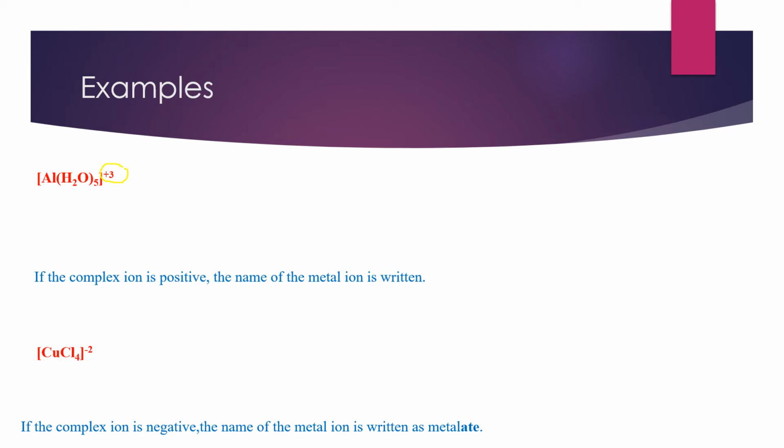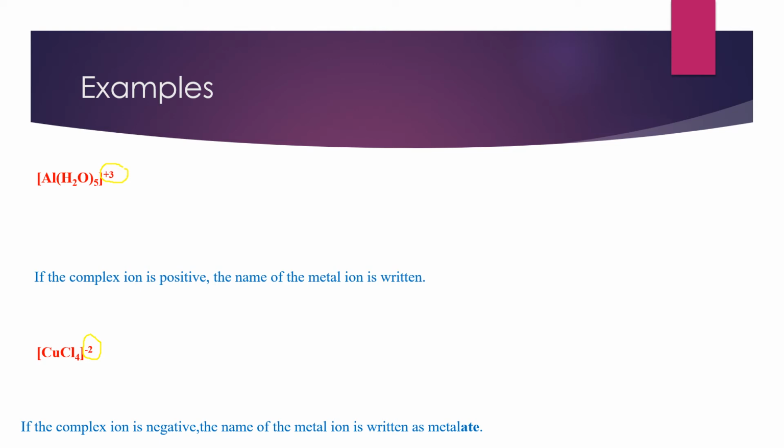But if the overall charge is negative, then the name of the metal is written as a metal-ate. So you write the name of the metal and you put the suffix ate at the end. Okay, let's look at this example and then you understand better. So step number 1, you identify the number of ligands.